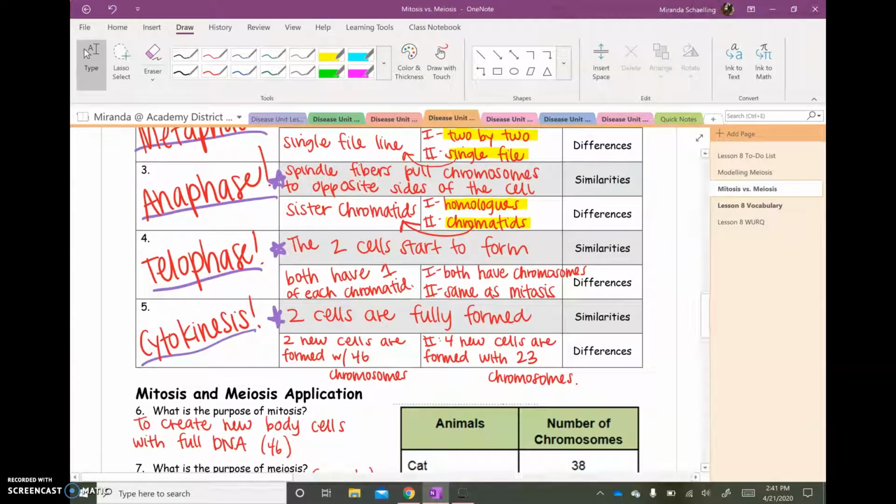In telophase 1, they both have chromosomes in them. And then in telophase 2, it's just like mitosis. And then the last but not least, in mitosis, after cytokinesis, we have 2 new cells with 46 chromosomes each, and then in meiosis, we have 4 new cells with 23 chromosomes each.